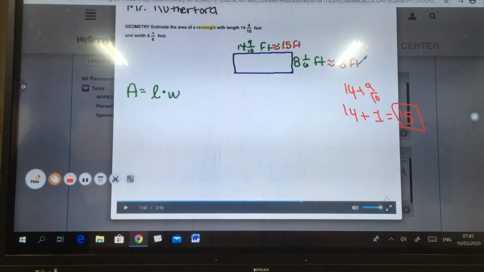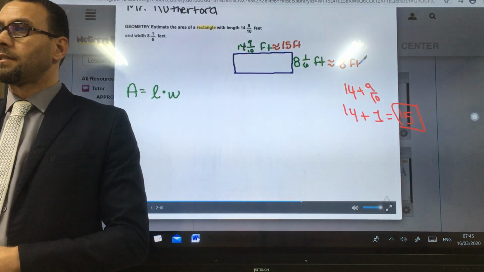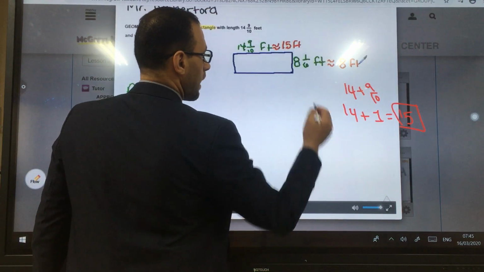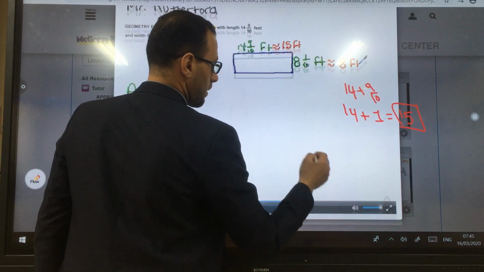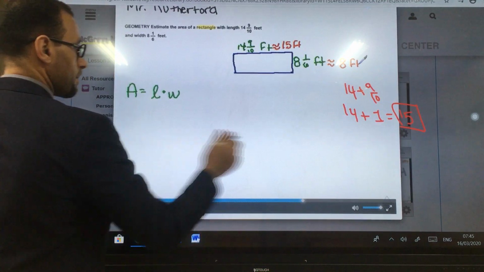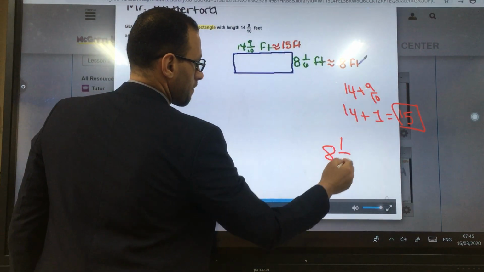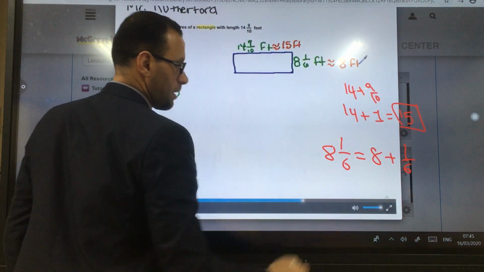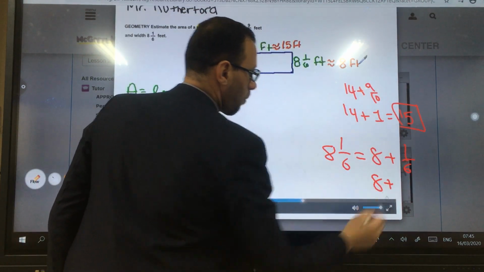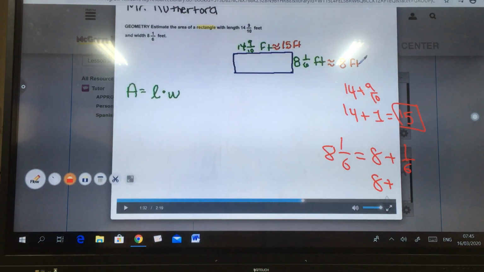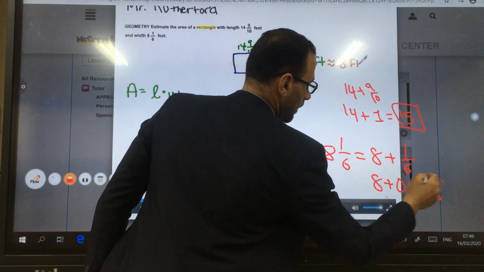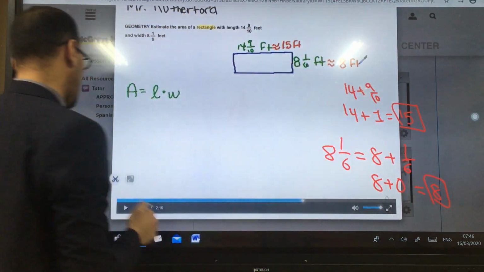Who can tell me why 8? Why 8? Yes, very good. Because 8 and 1 out of 6 contains 8 whole plus 1 out of 6 as the fraction. 8 plus 1 out of 6, closer to what? Yes, Majid, good. Closer to 0. So 8 plus 0 would be 8. So this one will be 8.